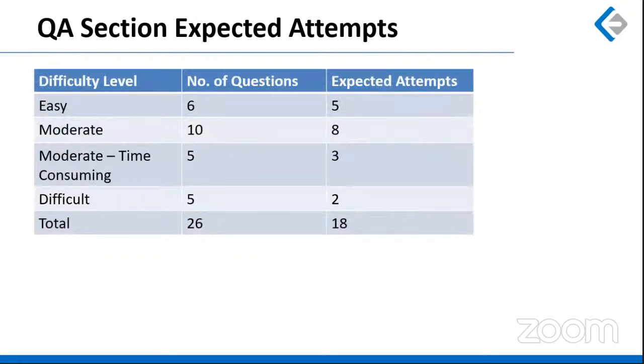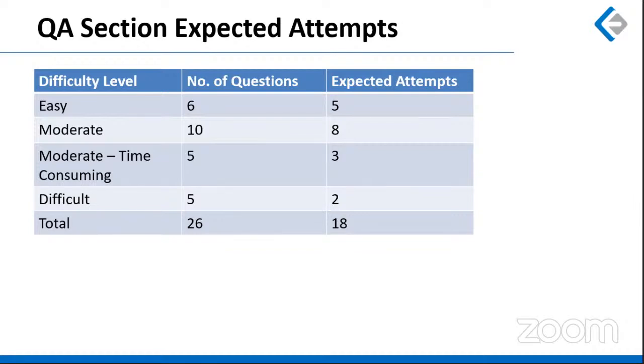There were 6 questions we categorized as easy ones. We expect you to solve the bulk of these questions, which is 5 as my expected attempts out of 6. Okay. Moderate questions, again, there were 10 of them. And here again, we are expecting the bulk of attempts to be done. Okay. So 8 is an expected attempt over here. From the remaining 2 categories, I'll not be expecting much. From moderate but time consuming, I can expect around 50 to 60% of the questions, whereas from difficult, I can expect around 30 to 40% of the questions.